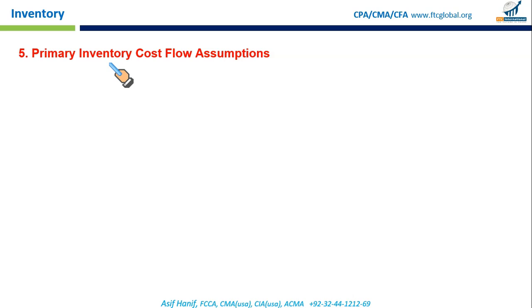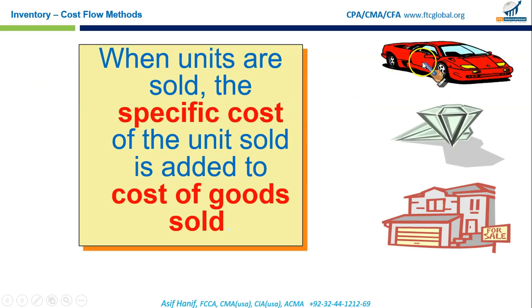So first we have the specific identification method. Under the specific identification method, the exact cost of each item is identified. This is only possible if your items are separately identifiable. Let me show you what it means. See, each item is separately identifiable. When units are sold, the specific cost of the units sold is added to the CGS. Items are specifically identifiable, like when you are dealing in high value items like cars or maybe expensive equipment, and houses, you can see.